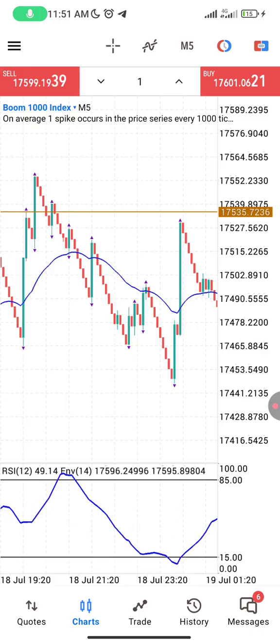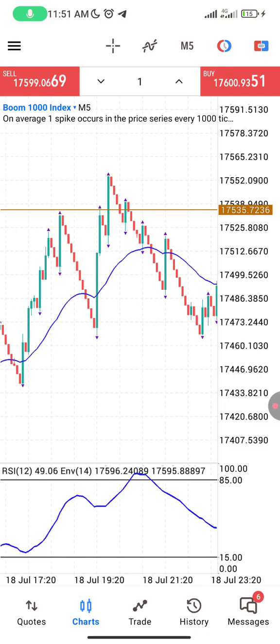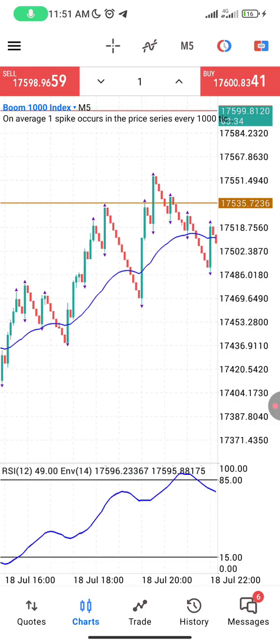So if you catch just one trade in the whole day, you are good to go. If you have a bigger equity and then you catch one trade and you use a big lot size, you are good for the day, right?